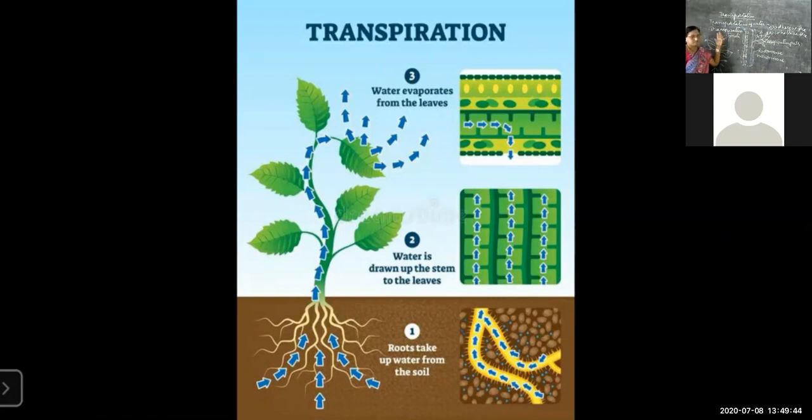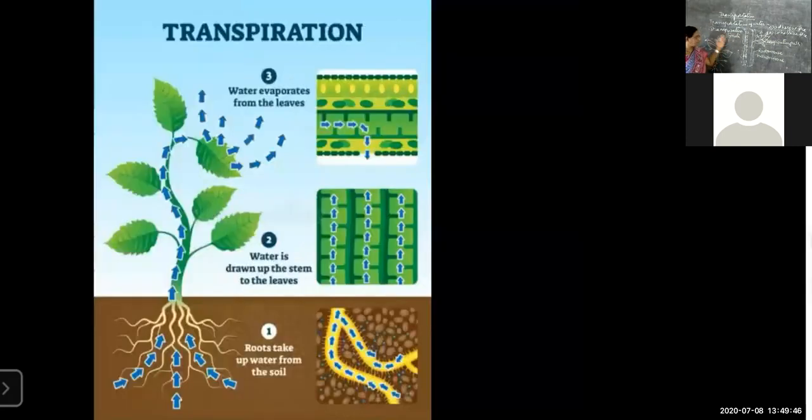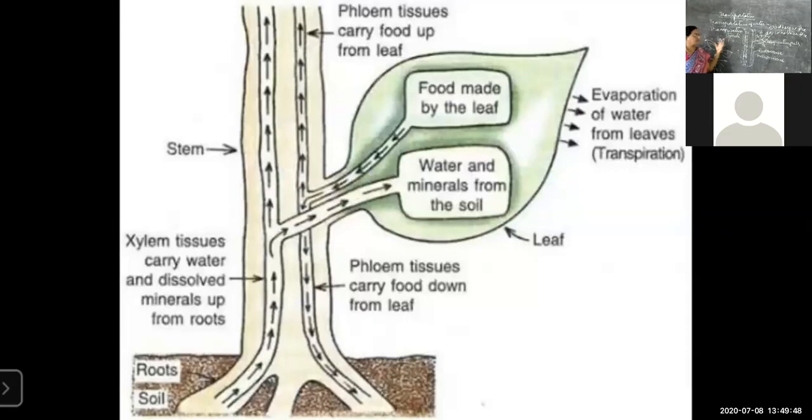So this process completes in 3 steps. One is absorption of water and minerals, then upward movement of water and minerals, then the transpiration process itself. Another image you are looking at on the screen, children, shows how the xylem vessels transport the water and how the phloem vessels transport the food materials. See, the xylem vessels always transport the water unidirectionally.